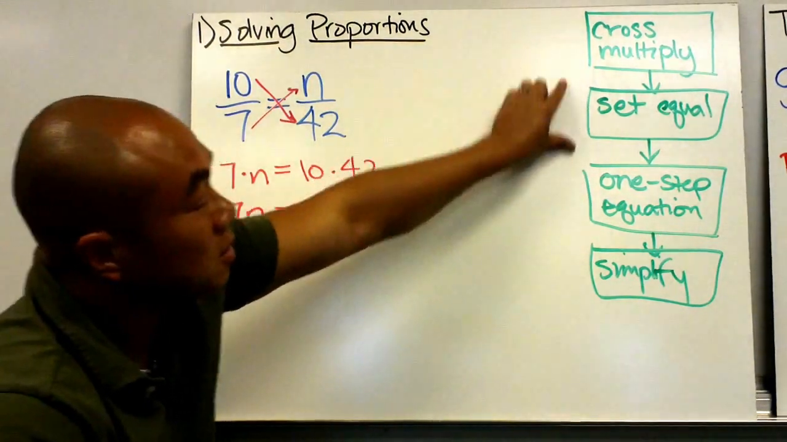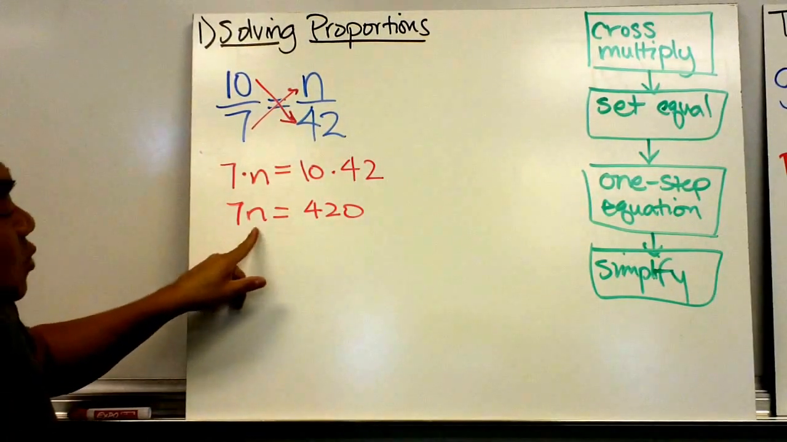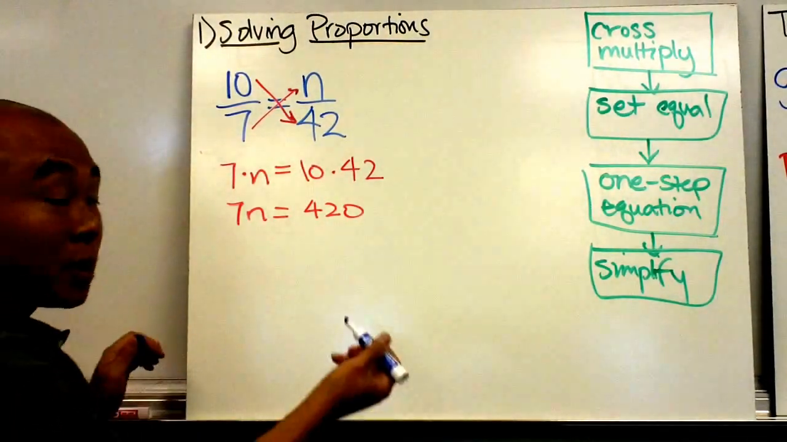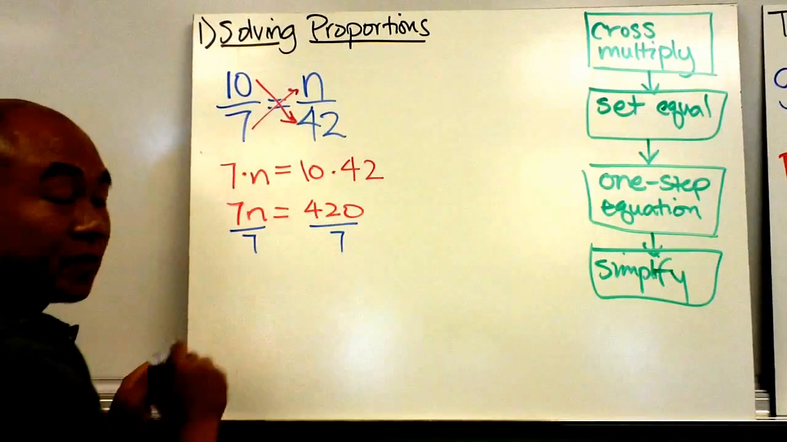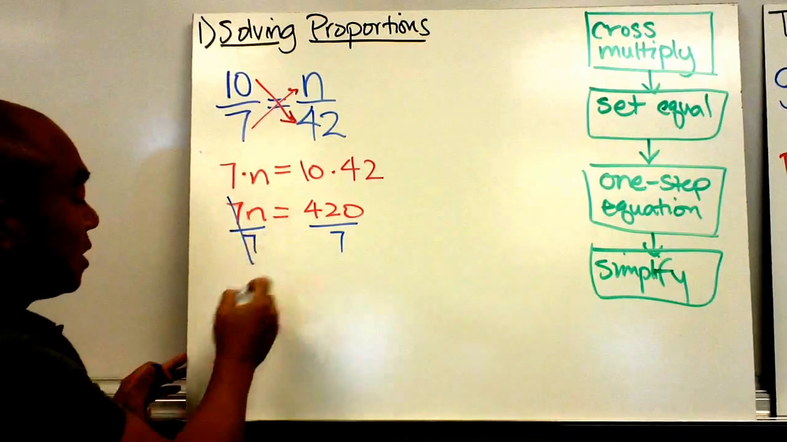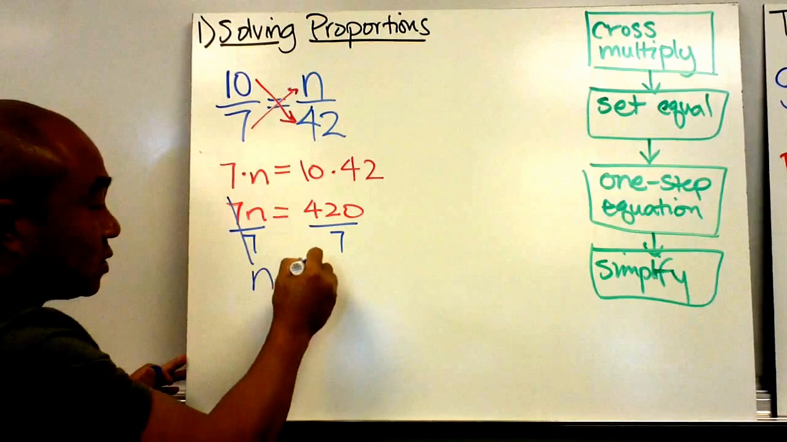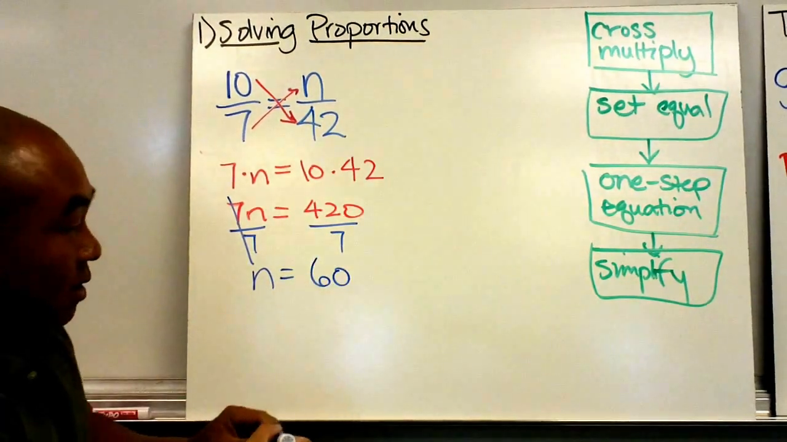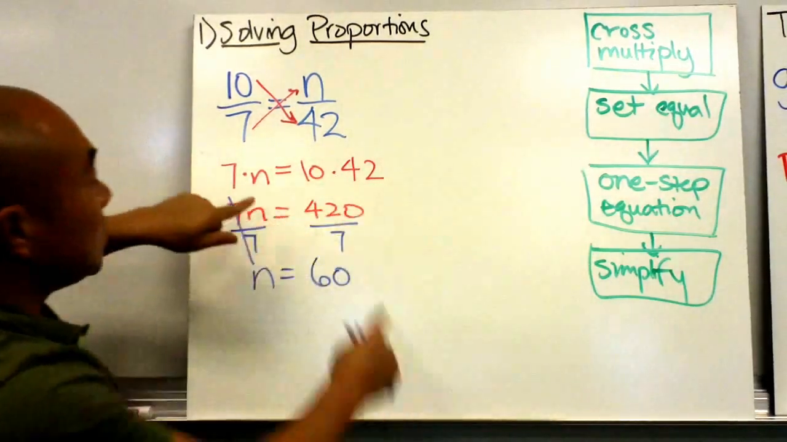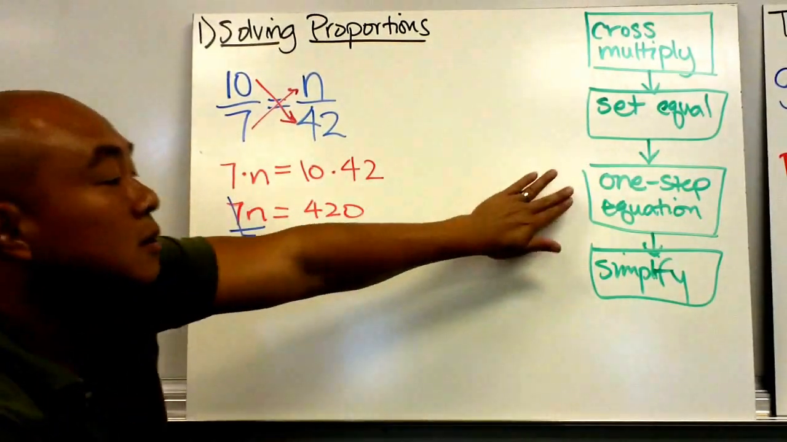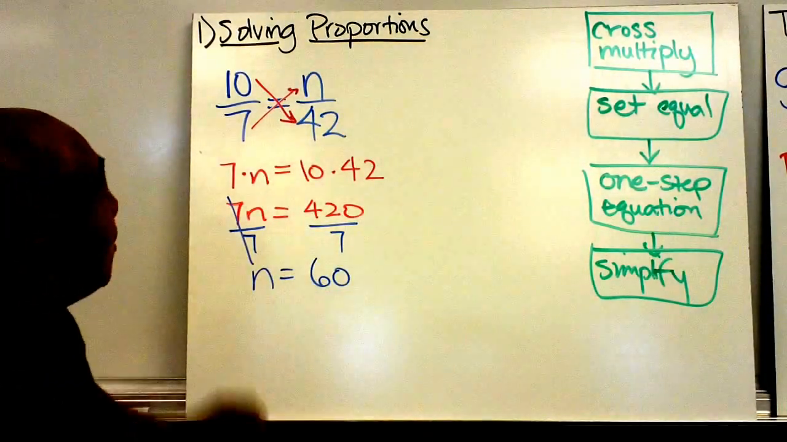At this point right here, we're now going to go ahead and do the one-step equation. This means 7 times what is equal to 420. Another way we can do this is to divide both sides by 7. Property of equality here. 7/7 gives us 1, n is left over. 420 divided by 7 is going to give us 60. And again, cross multiplying, we're going to set them equal, then do a one-step equation or a two-step equation to simplify and solve.